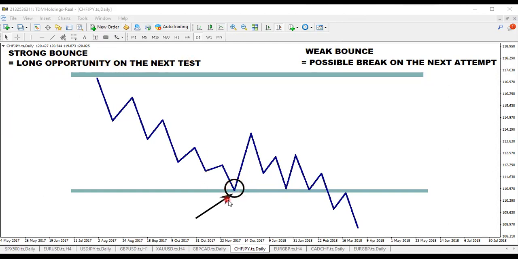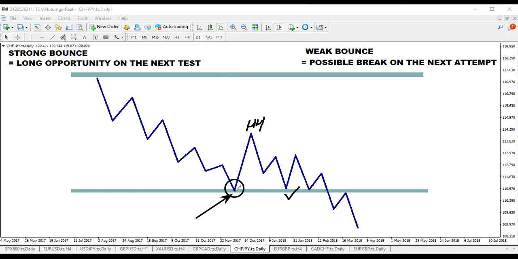So if this bounce was strong, and what do we mean by strong? If this bounce creates a higher high, that means it's a strong bounce. Therefore, we are looking for opportunity whenever the market comes back to the zone. And this is where we're going to get the buy opportunity, right? That is the first thing.